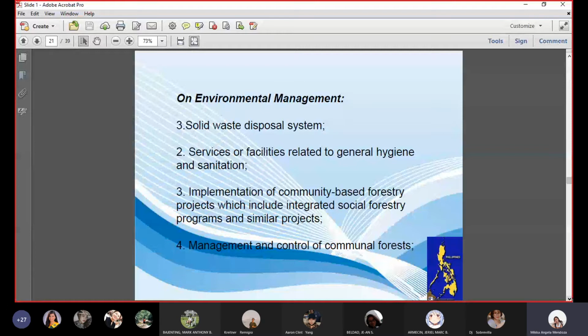So we have programs such as clean coastal programs, Pintakasi, forest planting, tree planting series, no? Some of the projects that you may notice on environmental management.